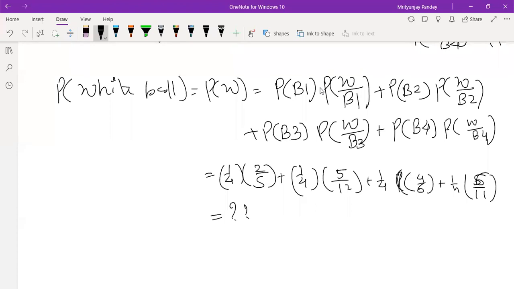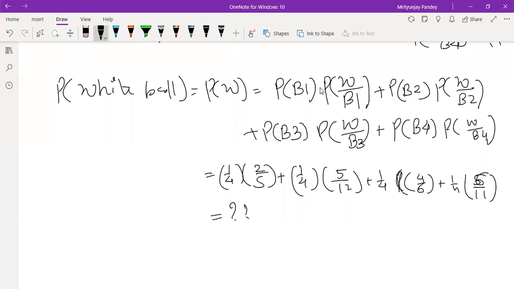So any doubt in this question? Students, any doubt? No, sir. Okay. So first of all, your target is what? First of all, you have to choose the box and find the element from that box, right?